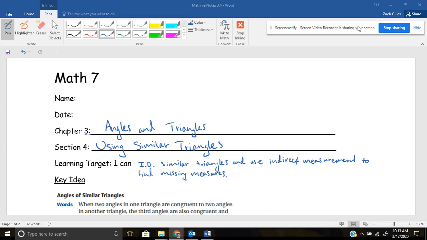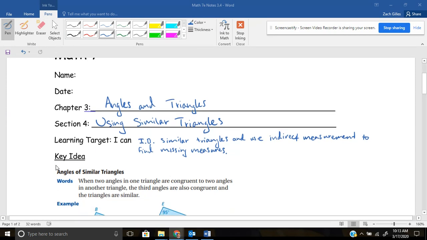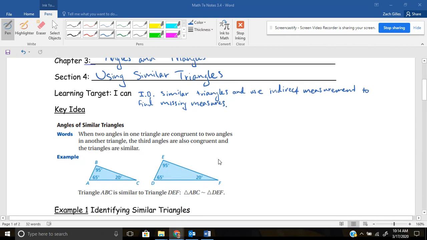Hey everybody, welcome to 3.4. Today, this is the last section in chapter 3, and we'll be discussing how to use similar triangles. Our learning target is I can ID similar triangles and use indirect measurement to find missing measures.